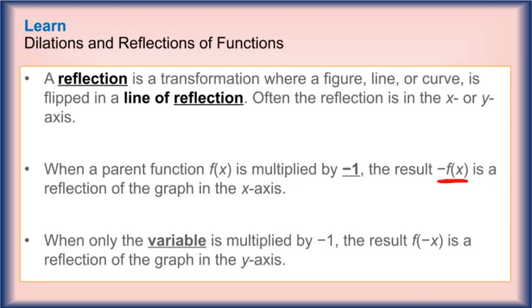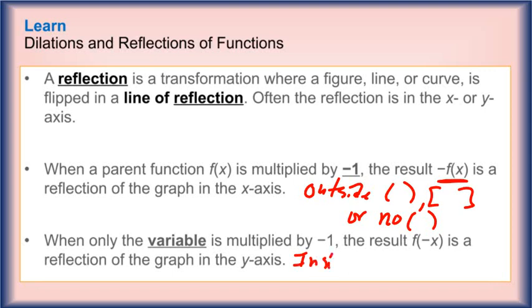It's affecting the y. So this is outside parentheses, brackets, or no parentheses. When only the variable is multiplied by negative 1, the result, f of negative x, is a reflection across the y-axis. So inside parentheses, brackets.